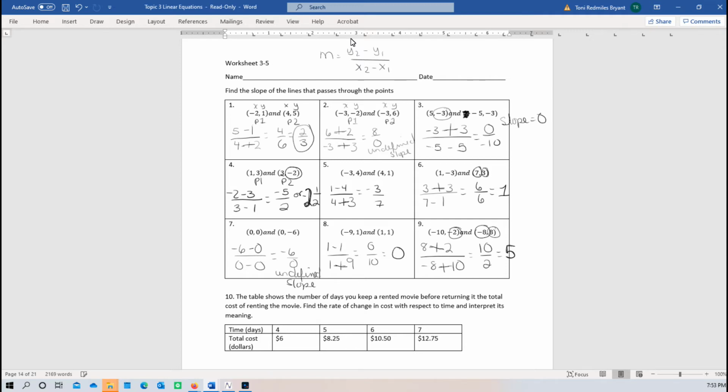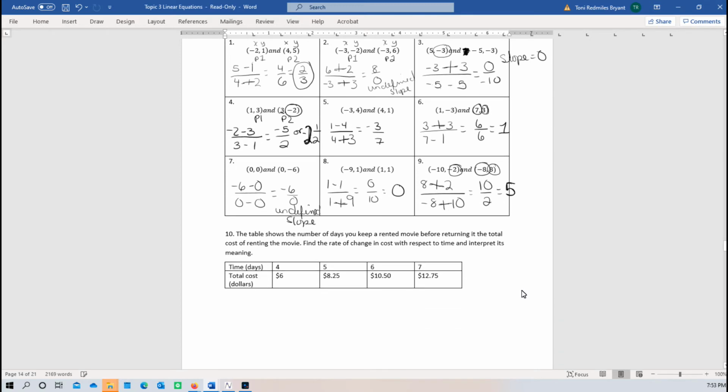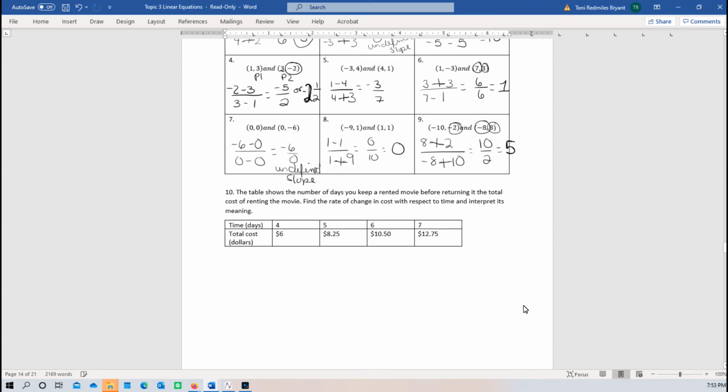All right, let's do some word problems. And in these word problems, we're still just trying to find slope. Okay, so the table shows the number of days you keep a rented movie before returning it, and the total cost of renting the movie. Find the rate of change in the cost. So in this one, we're looking at how much it changes per day.